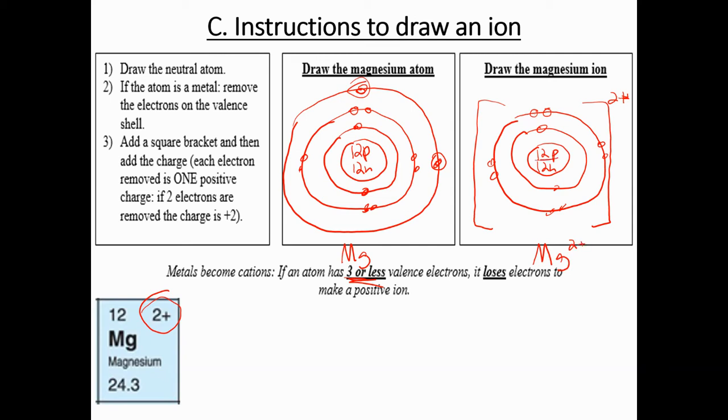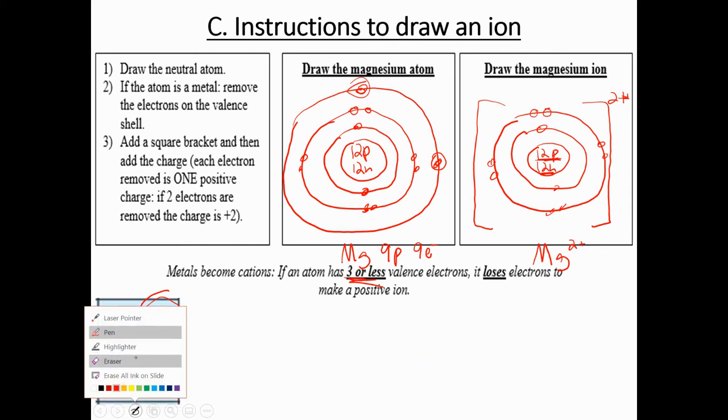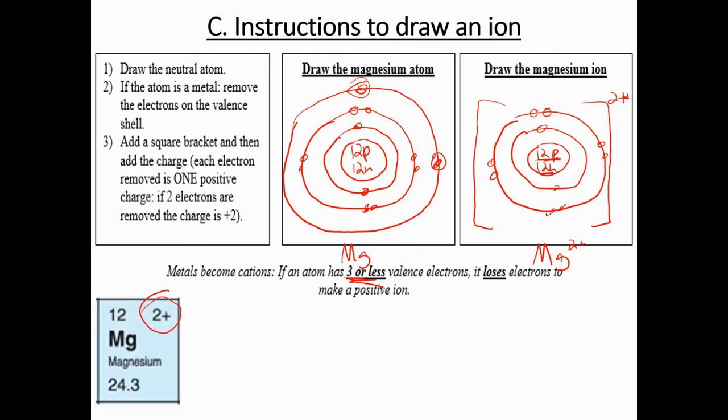Protons are still the same as regular magnesium, as neutral magnesium, and so are the neutrons. The only thing that's changed is we have 2 electrons less than before. So just to compare, we have 12 protons, 12 neutrons, and 12 electrons. Whereas for magnesium 2 plus, we still have 12 protons, didn't change. Still have 12 neutrons, didn't change. But now we have 10 electrons.